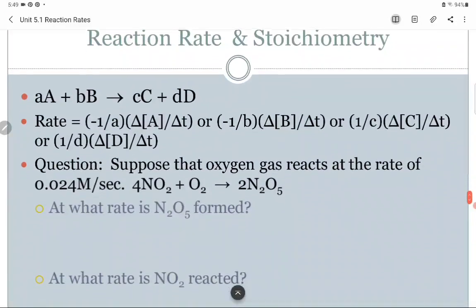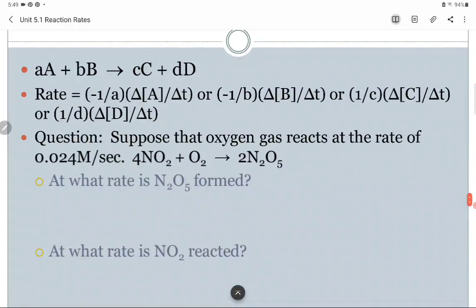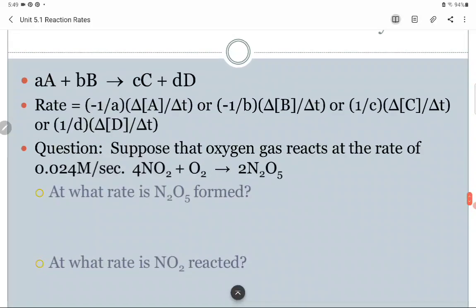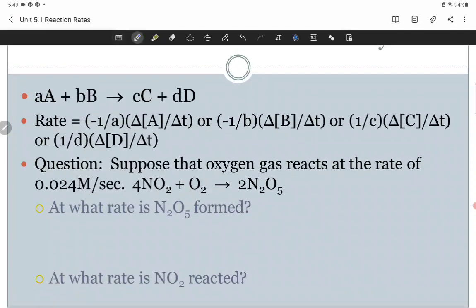Okay, so that looks awfully confusing there, and it's not nearly as confusing as it looks. So we have a reaction, generic, and what are these capitals and what are the lowercase? The capitals are the chemicals. Chemical A plus chemical B makes chemical C plus chemical D, and then the lowercase are the coefficients.